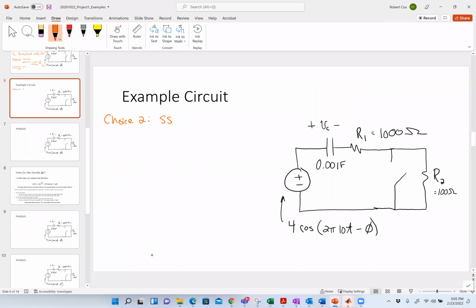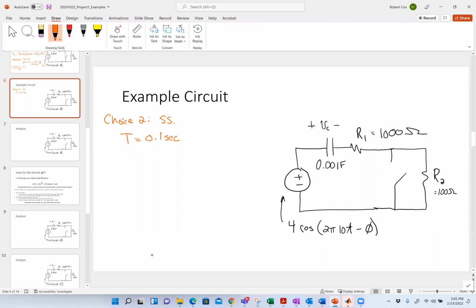All right, the steady state. So our period is what? 1 over 10, right? So I have 2 pi times f. F is 10. So 1 over 10 or 0.1 seconds. Okay. So in this case, for this second choice, I want to see a full period of that thing.